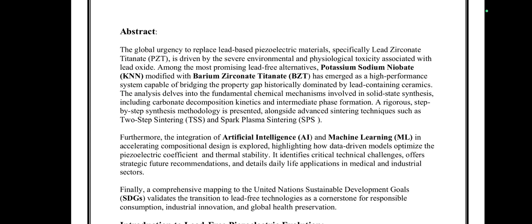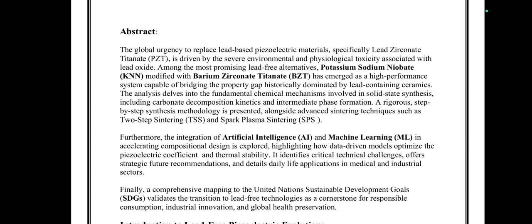The analysis delves into the fundamental chemical mechanisms involved in solid-state synthesis, including carbonate decomposition, kinetics, and intermediate phase formation. A rigorous step-by-step synthesis methodology is presented alongside advanced sintering techniques such as two-step sintering and spark plasma sintering.